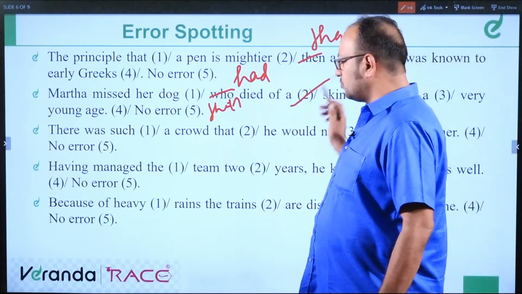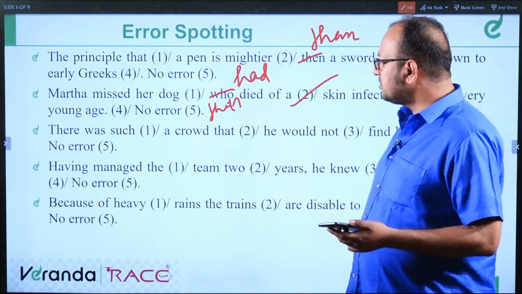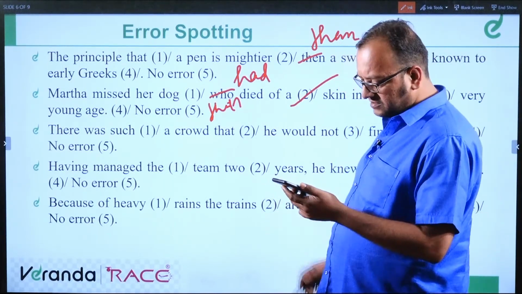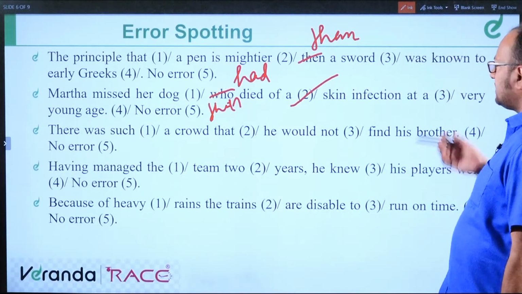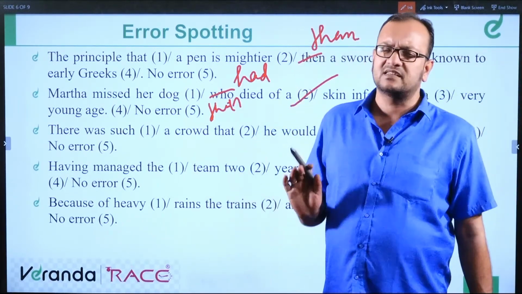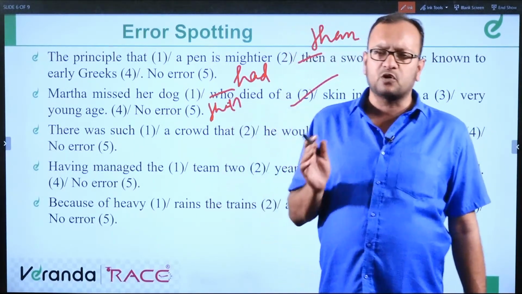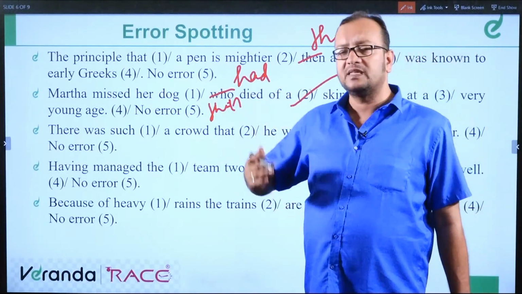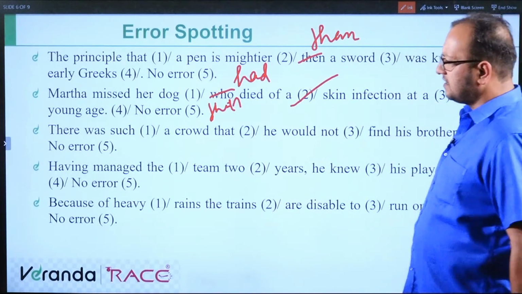Means the error was in part 2. No doubt in that. Shweta says no error. Okay, this one: Martha missed her dog that had died, or that died of a skin infection. We cannot use who for a dog. I'm sure of that, right? A dog is considered to be an object. We use the pronoun it for a dog, so it should be that. And since it happened earlier, it should be that had died of a skin infection. Fine. So 2 has an error.